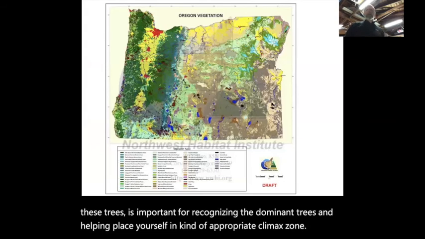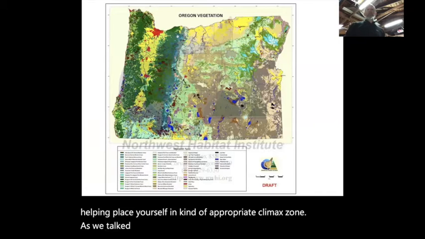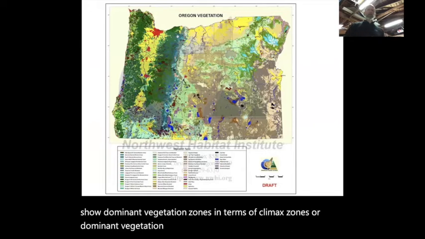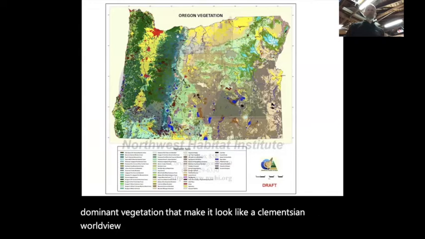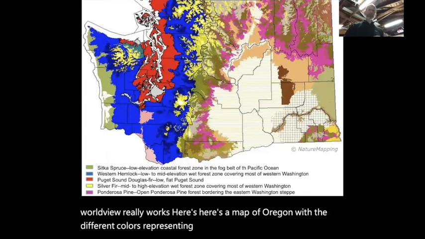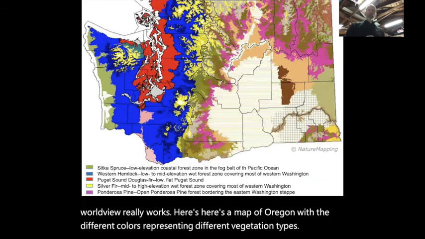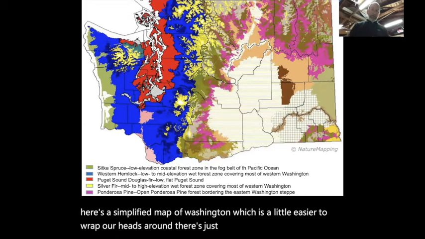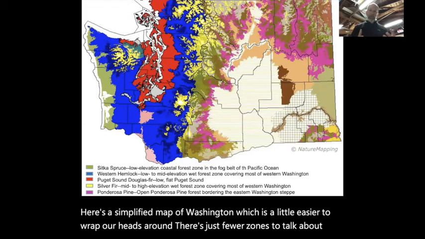As we talked about previously, there are multiple maps that will show dominant vegetation zones in terms of climax zones or dominant vegetation that make it look like a Clementsian worldview really works. Here's a map of Oregon with different colors representing different vegetation types. Here's a simplified map of Washington, which is a little easier to wrap our heads around. There are just fewer zones to talk about here and fewer different vegetation types to work with.